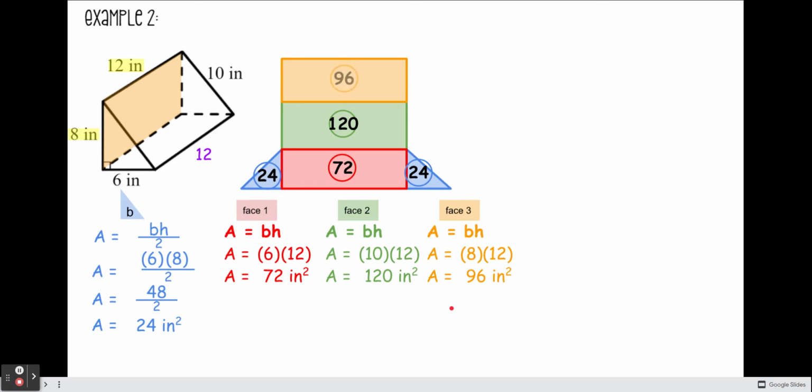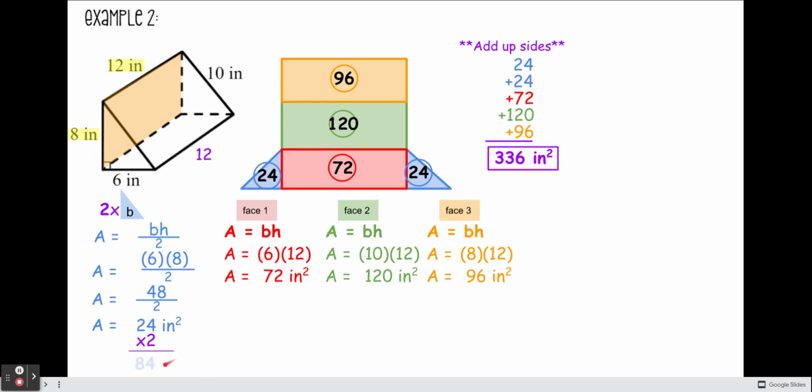So what we do is we just add up all the sides. 24 plus 24 plus 72 plus 120 plus 96 gets us 336 inches squared. Now you can also do the multiplying the base by 2, and so you're adding 48 plus 72 plus 120 plus 96, which gets you 336 as well. There is no such thing as adding them all up and multiplying by 2 because that's not how this one works. So a couple different ways to do this one.